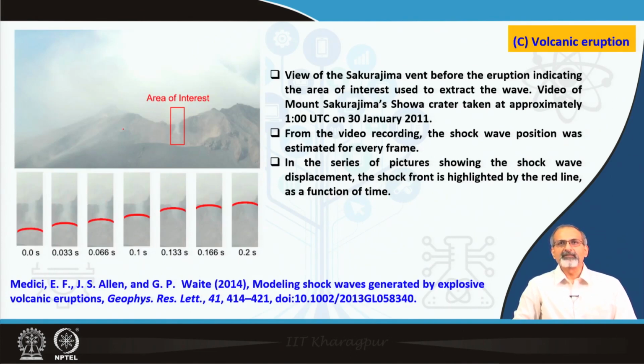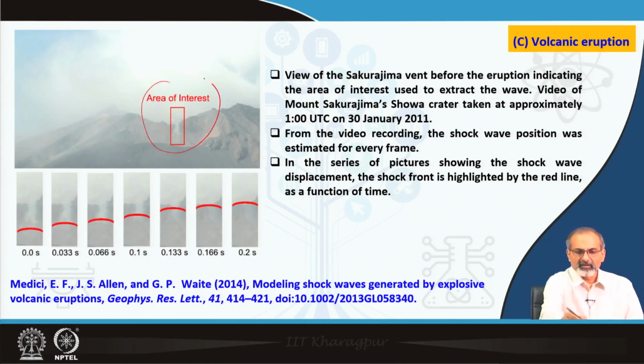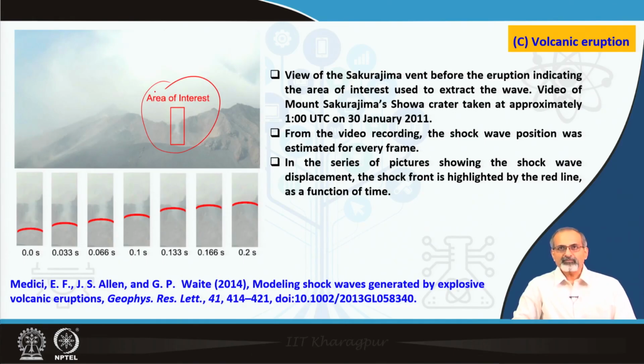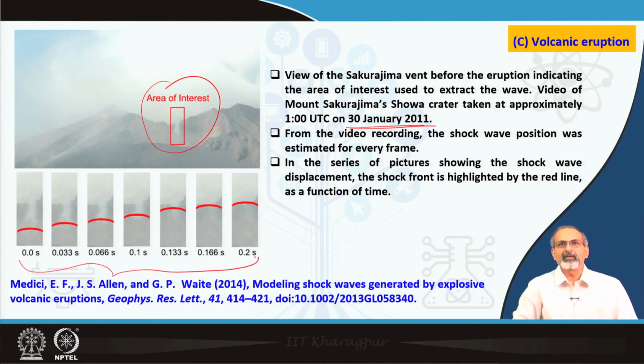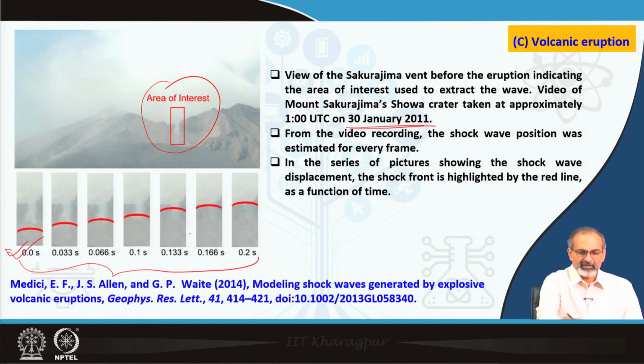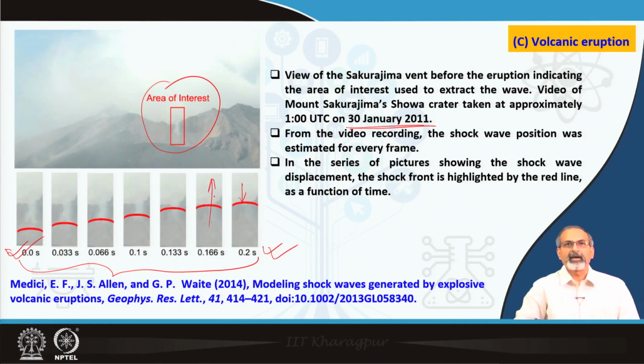So, this is a typical view of the Sakurajima vent before eruption, indicating the area of interest used to extract the wave structures. This happened on 30th January 2011, and the bottom pictures are a sequence of images obtained by looking at how the magma moves out through the crater vent, and you can see the time scales from 0 to 0.2 seconds. There is a shock-like front which is moving up and trying to release into the atmosphere.